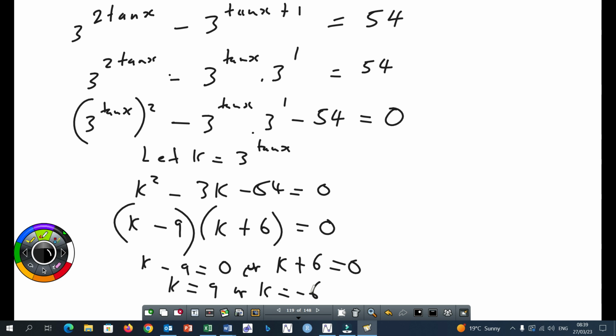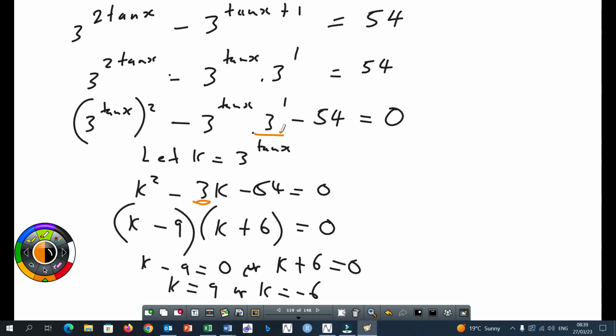The question, we want to find the general solution, right? The hardest part, I've already done it. Remember, 3 to the power of 1 is the same as 3. So 3 times K.